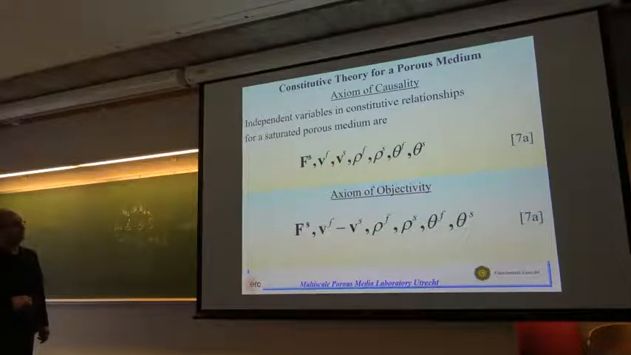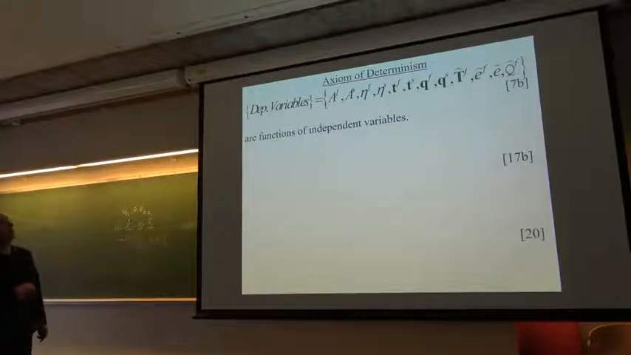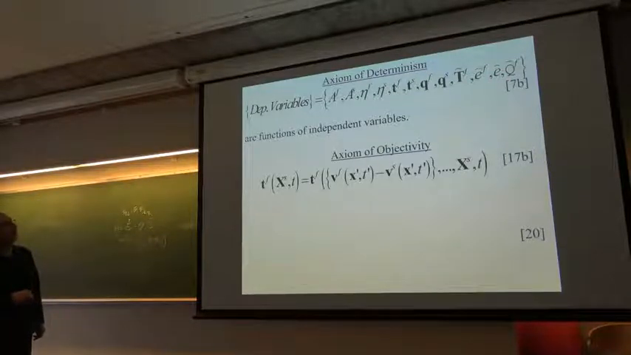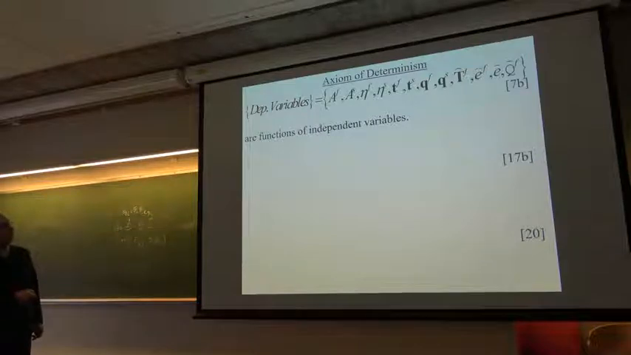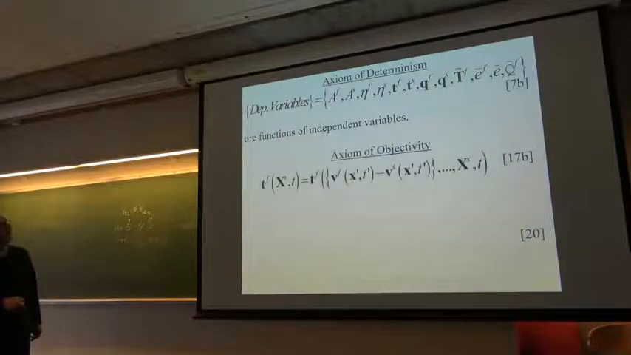Okay, and then, as I said, the axiom of objectivity says we should have this. And then the axiom of determinism says that these dependent variables, energies, entropies, stresses, heat vectors, exchange of momentum between the two phases, exchange of mass and energy, they all depend on the independent variables, which are here.